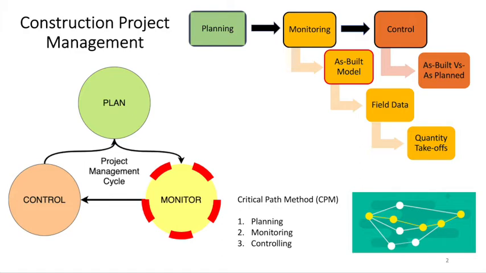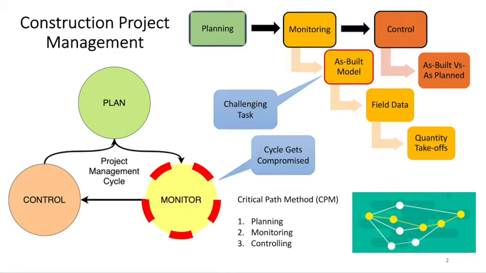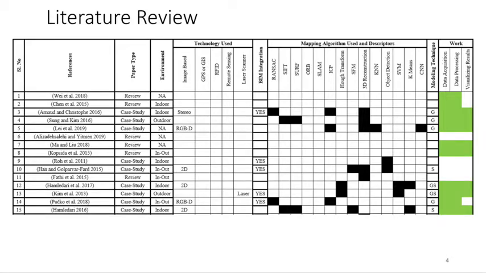So project management is actually a three-step cycle: planning, monitoring, and control, where we are currently focusing on the monitoring stage. In the monitoring stage, the progress of the project needs to be monitored effectively, and to monitor that, we need the as-built status from the project, which is a challenging task. This as-built model has to be compared with the as-planned model to have effective control strategies on the projects. So if this monitoring task is not fulfilled correctly, the cycle gets compromised and we lose control of the project.